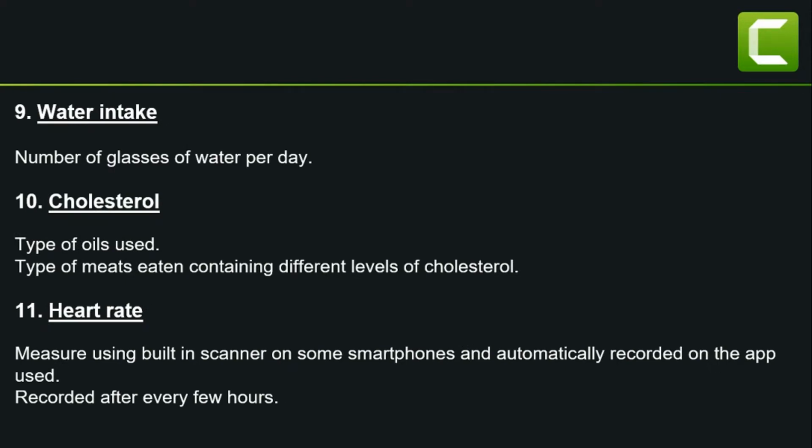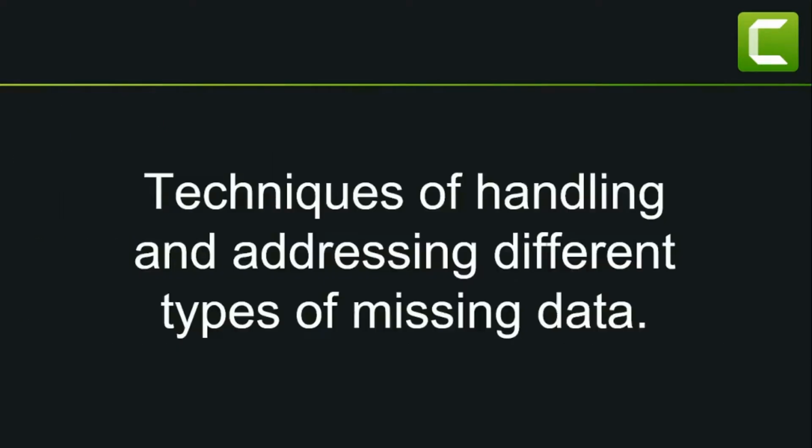Water intake, the number of glasses of water per day, is to be calculated. And other than that, cholesterol, the type of oils you used, and the type of meats eaten containing different levels of cholesterol. Lastly, heart rate. Measure it using the built-in scanner in some smartphones and it is automatically recorded on the app used. And you can record it after every few hours.